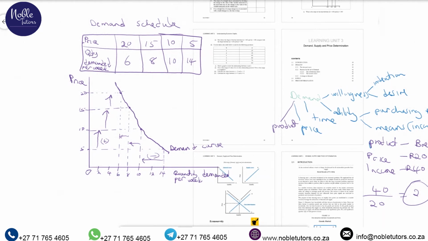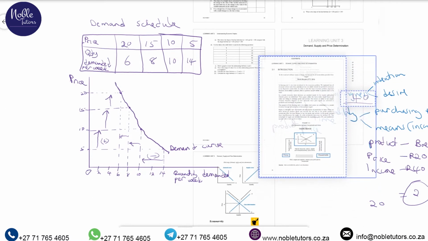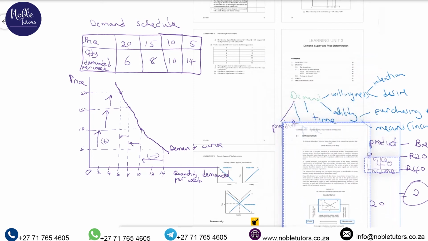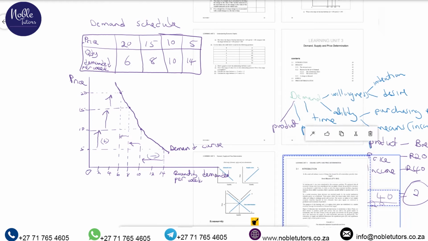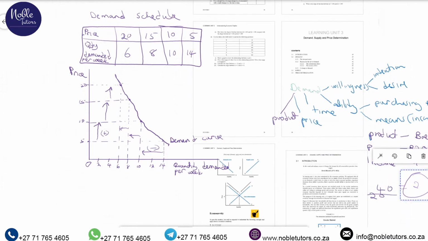But why is the demand curve downward sloping from left to right? This takes us to the law of demand. The law of demand postulates that as price increases, quantity demanded decreases. And as price decreases, quantity demanded increases. Ceteris paribus.